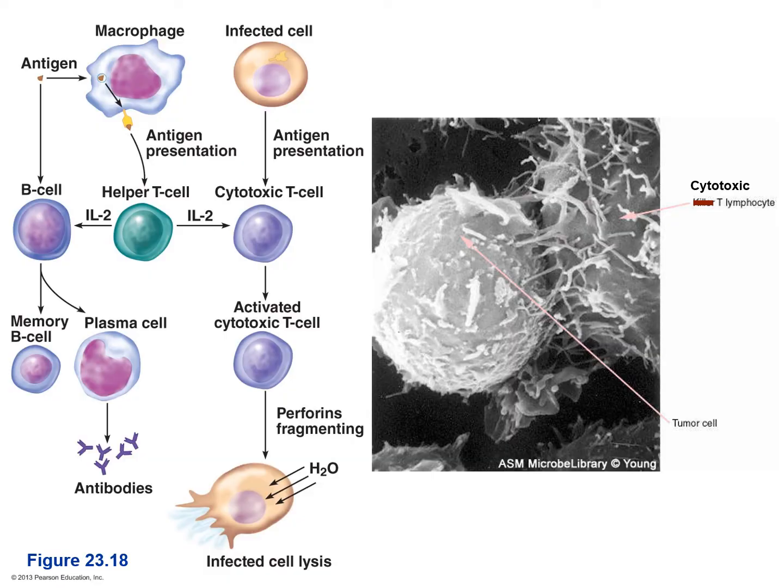And this just shows the central role of the helper T cell. And you can see that it's necessary to activate both the cytotoxic T lymphocytes and also the B lymphocytes. So it's very central in activating humoral immunity and also cell-mediated immunity. And then this is just showing a cytotoxic T lymphocyte contacting a cancer cell, and it will kill that cancer cell.